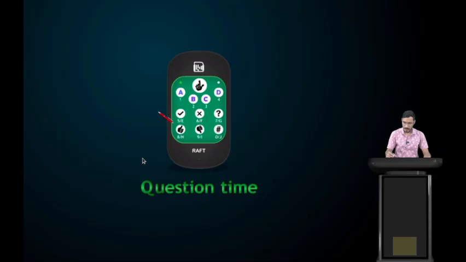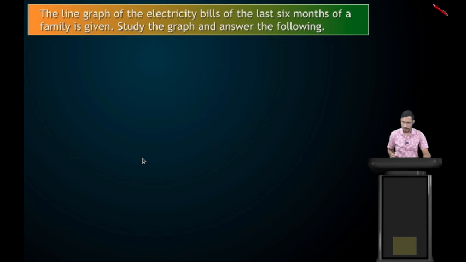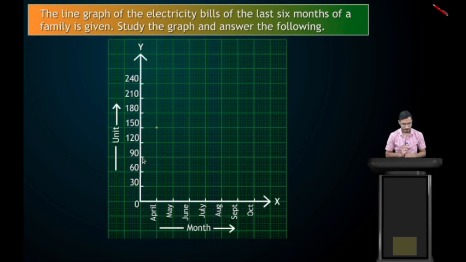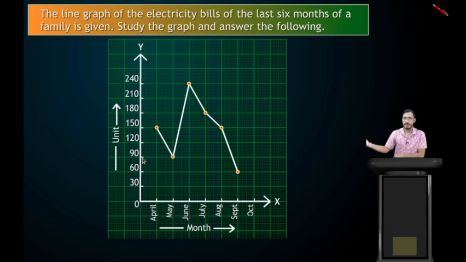Now let's move to the next part. The line graph of the electricity bills of the last 6 months of a family is given. Study the graph and answer the following. Here you can see the line graph of the electricity bill of the last 6 months of a family. On the horizontal line are the names of the months: April, May, June, July, August, September and October, and on the vertical y-axis are the units.